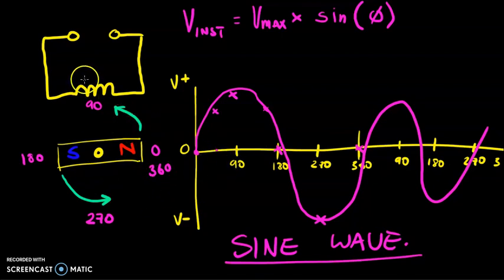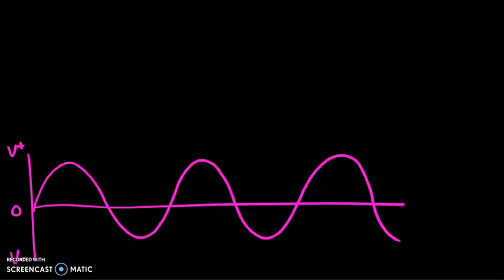Spin a magnet in respect of a magnetic field. Spin a magnet in respect of a coil, and a voltage will be induced in that coil, and the voltage induced will be proportional to the sine of the angle of rotation multiplied by the maximum possible voltage you can have. So now we're going to move on to the sine wave itself.